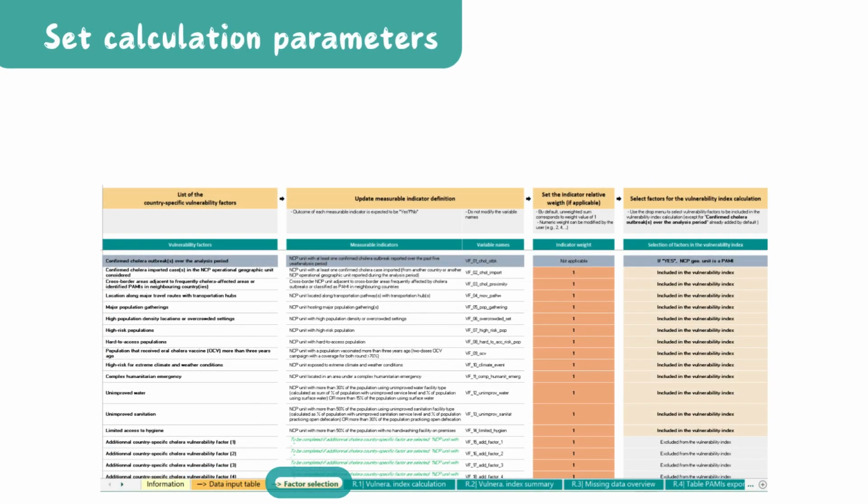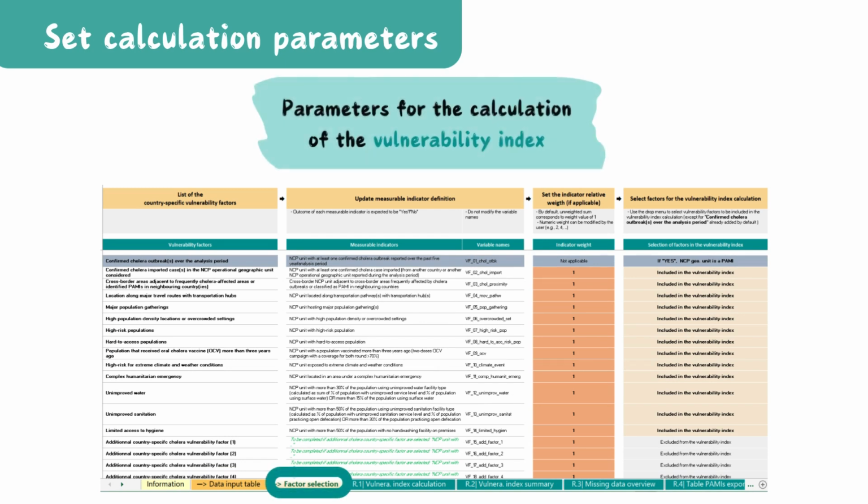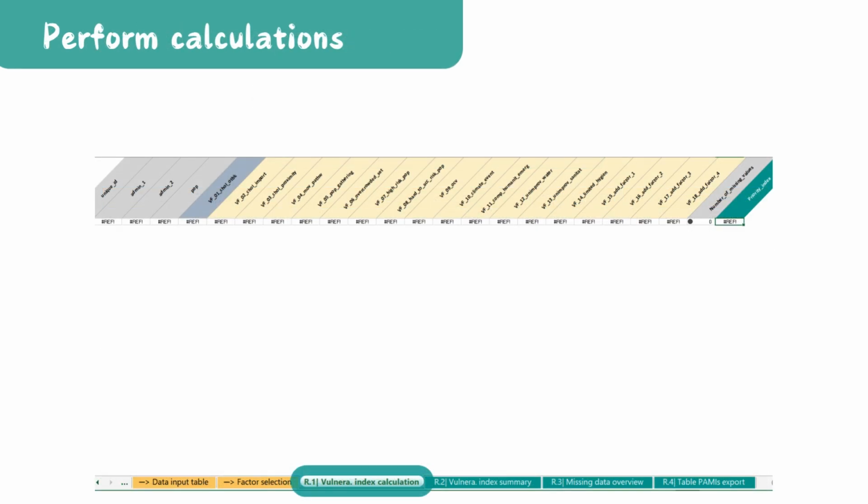The next sheet outlines parameters for the calculations. In the tool, this sheet is called Factor Selection. In this sheet, you can set parameters for the calculations of the vulnerability index. In particular, you can assign weights to vulnerability factors if justified in your country-specific context, and you can select the vulnerability factors to be included in the analysis. Then comes a calculation sheet. In the tool, this sheet is called R1 Vulnerability Index Calculation. This is where all calculations for PAMI identification will be automatically performed with your data.